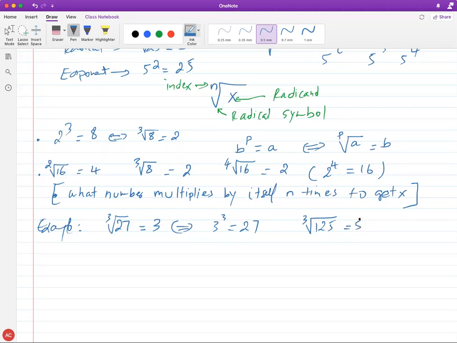Would be 5. That's right. You can easily check again. 5. Another common cube is 64.